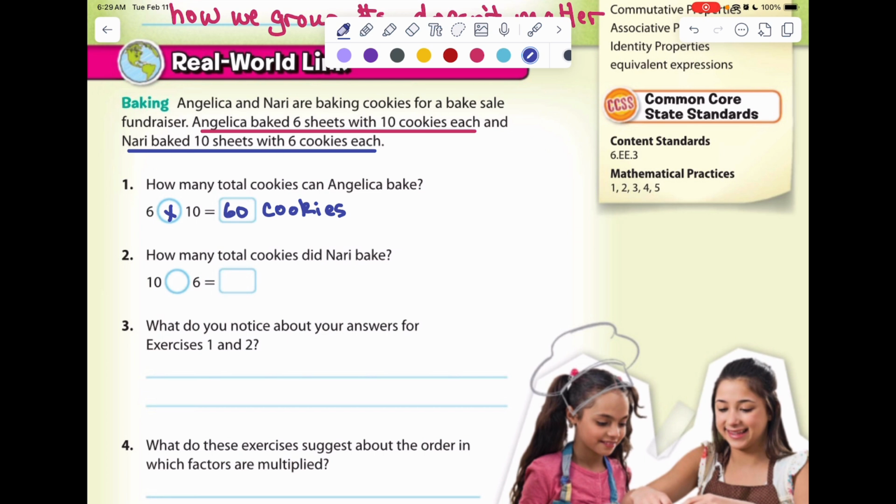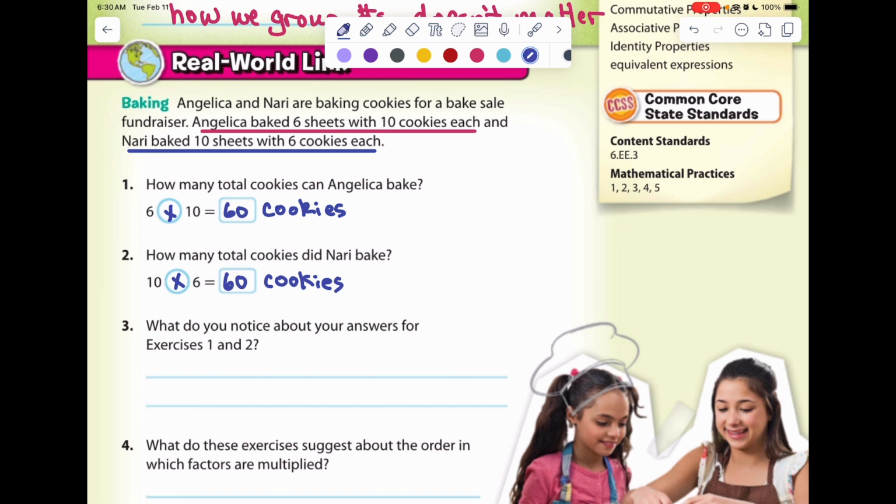And Nari, she had 10 sheets, 6 cookies each, so we'll multiply. Oh, also 60 cookies. Okay? So she had less cookies per sheet, but more sheets. So she ended up baking the same amount of cookies. That's really good to know in baking, right? So in a huge bakery, you have lots of baking sheets, but maybe in your home, you only have so many and they're a certain size. So you need to find multiples of that to figure out how you're going to bake all your cookies, right?